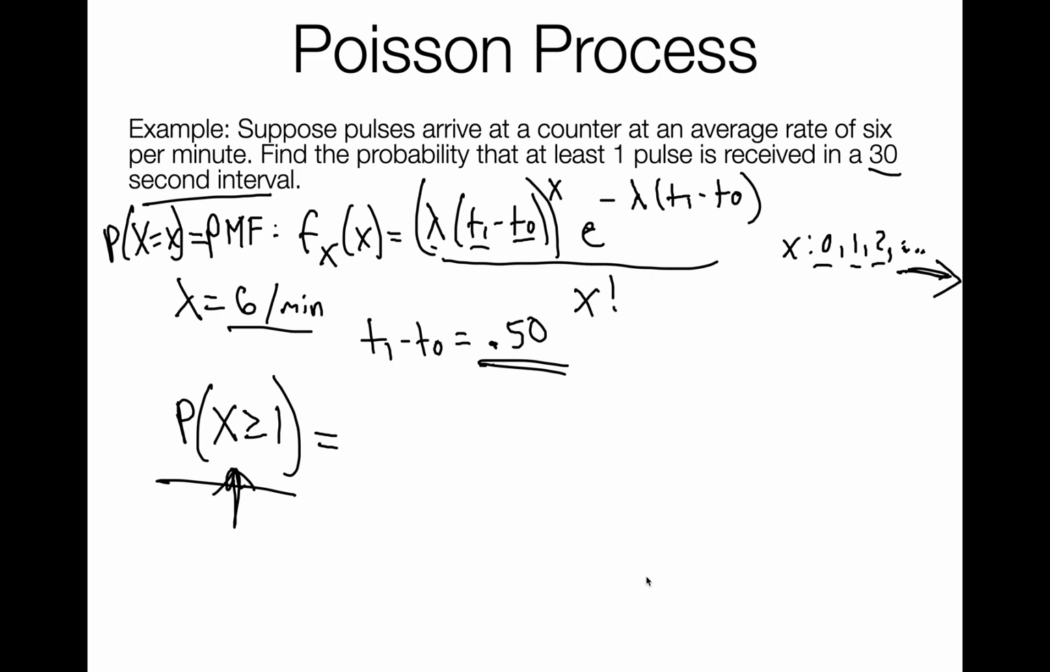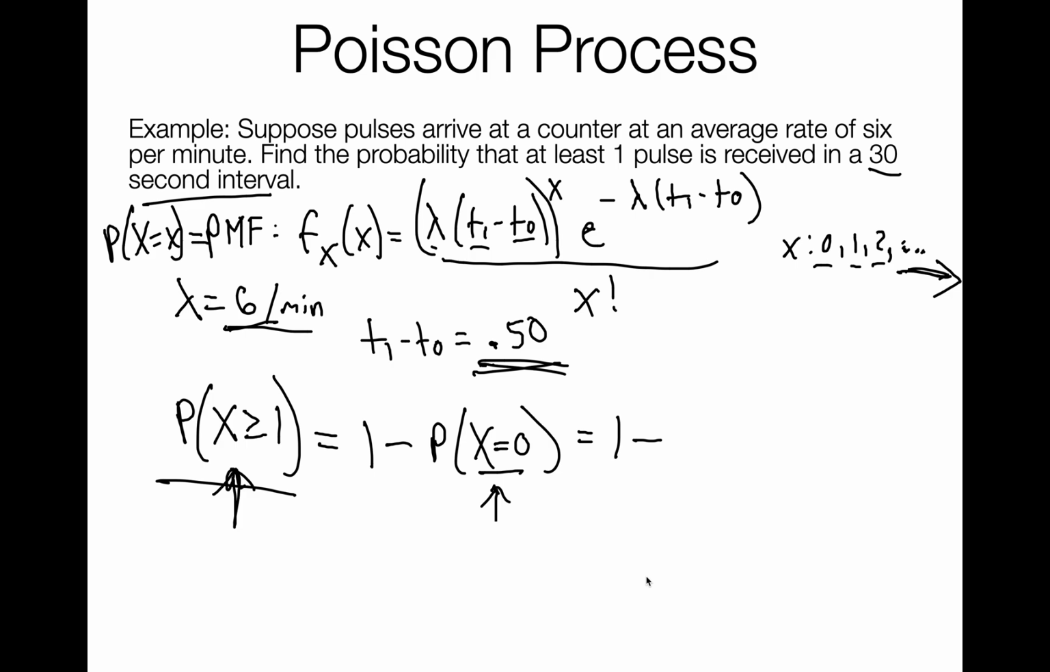So I can find this probability by saying, well, what's the probability that x is greater than or equal to 1? I don't know. That's going to be really hard to calculate. But what I can calculate, and what this is equal to, is 1 minus the probability that x is 0. Okay, and this we can find with the PMF. So let's substitute it in. So it's going to be 1 minus, and now we need to substitute in x is 0, T1 minus T0 is 0.5, and lambda is 6.